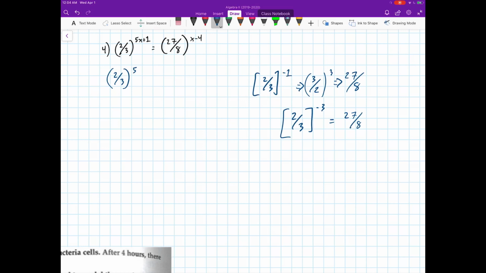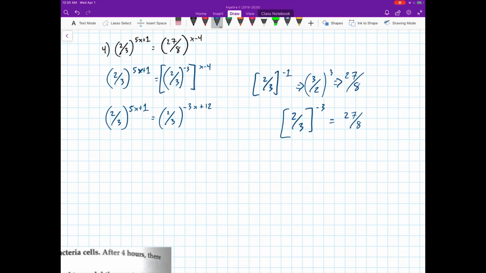2/3 to the 5x plus 1, leaving that one alone, right, is equal to, I use brackets here, I guess, bracket 2/3 to the negative 3 to the negative third power, because that's the same as 27 over 8, and all of that to the x minus 4. Simplify, 2/3 to the 5x plus 1 is equal to 2/3 multiplying the negative 3 over here, negative 3x plus 12.